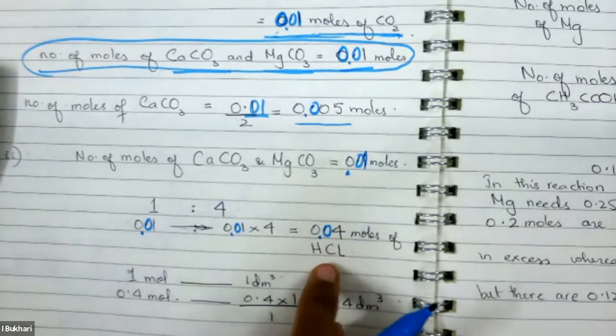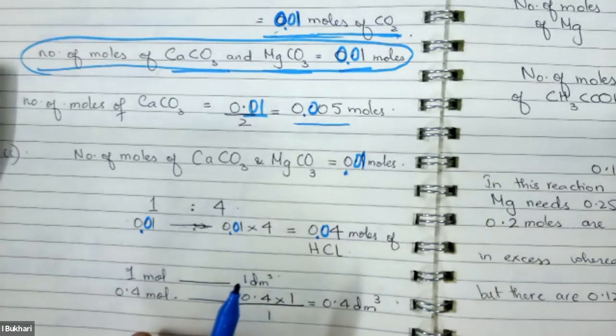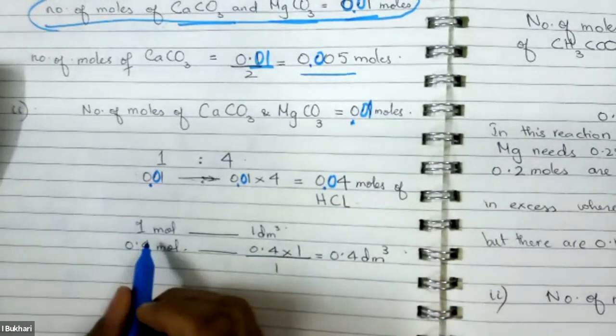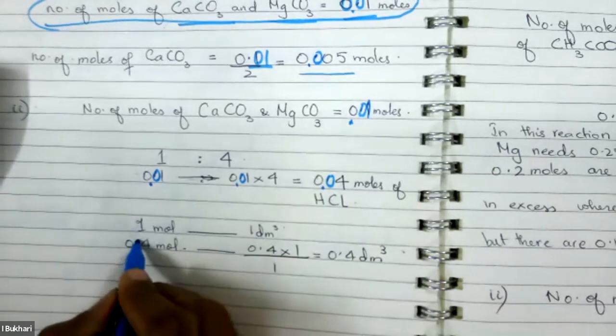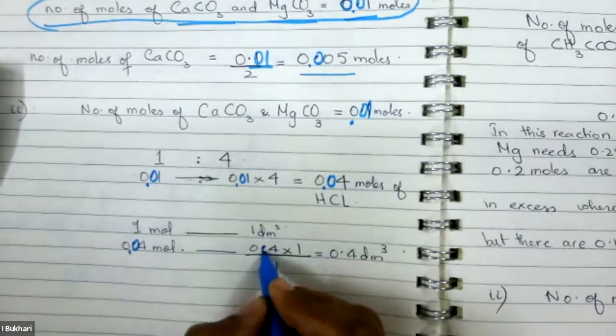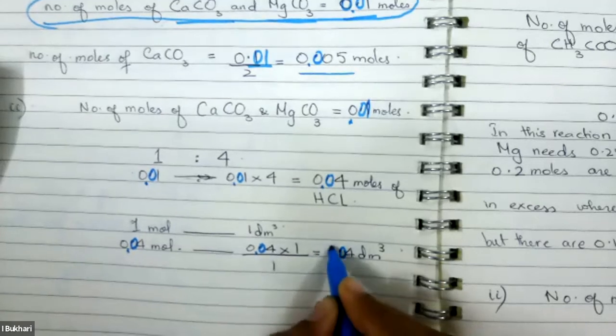So now the volume of hydrochloric acid needed to react with one tablet. The concentration of this is 1 mole in 1 dm cube. So 0.04 moles will be in how much? 0.04 multiplied by 1 is 0.04 dm cube.